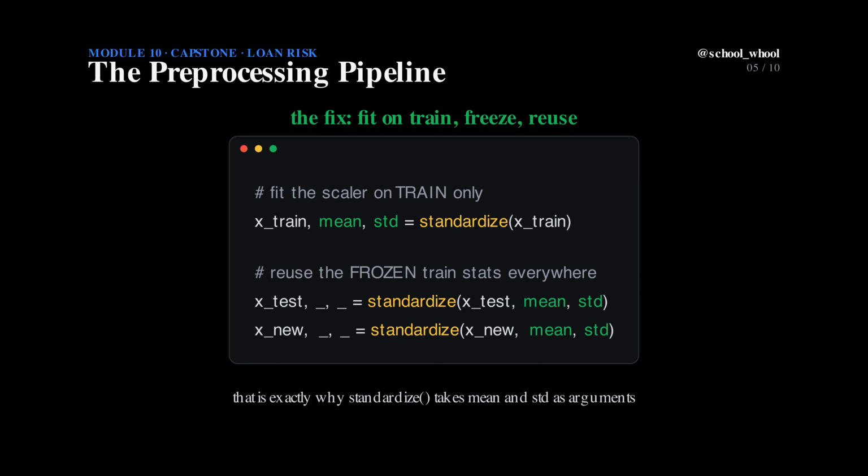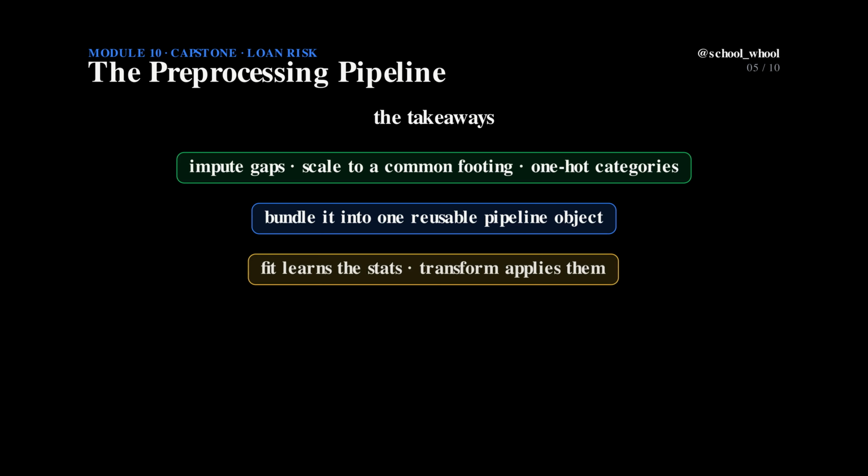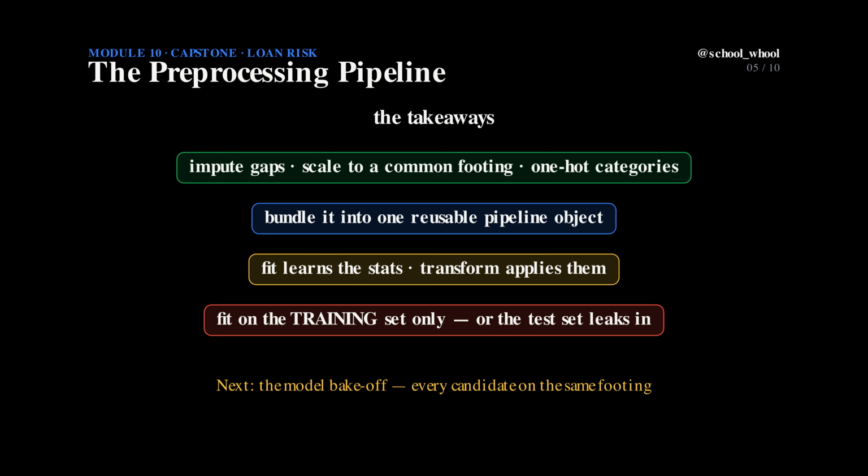That's the preprocessing pipeline. Impute the gaps, scale every feature to a common footing, and one-hot encode the categories, bundled into one reusable object. Fit it on the training data only, so no test information leaks in, then transform everything the same way. Our data is finally model ready. Next, the moment we've been building toward, a fair bake-off where every candidate model competes on the same footing.